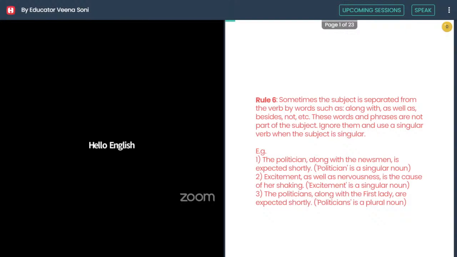Excitement के बाद वहाँ पे comma आया है. The politician के बाद comma आया है. Along with इस्तेमाल करने के लिए as well as nervousness. So that's a separate phrase altogether that we're here talking about. अगर मैं इसको हटा भी दूंगी ना, excitement is the cause of her shaking. Sentence का structure में कोई फर्क नहीं पड़ रहा. Sense पूरा बना रहा है.